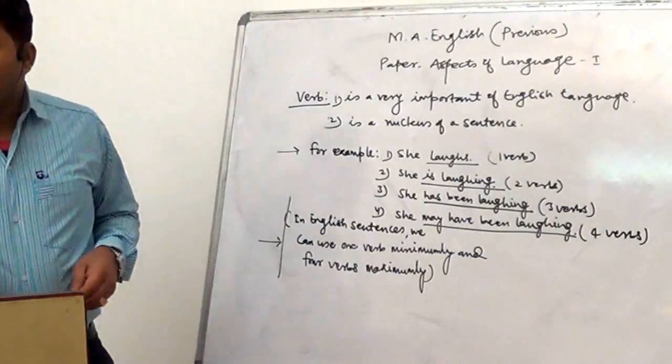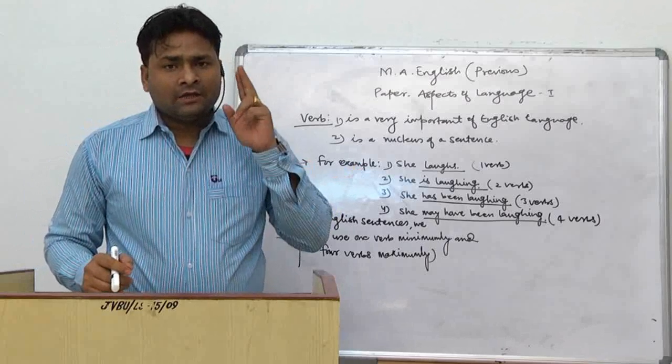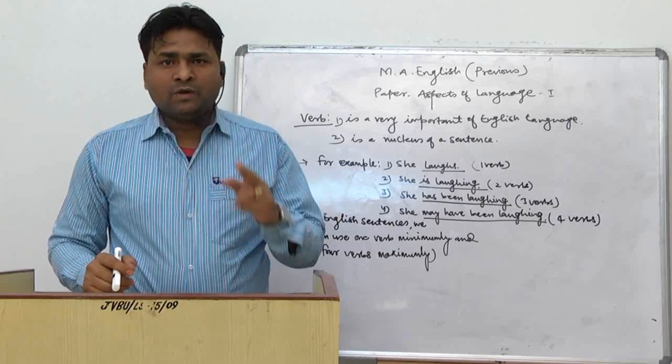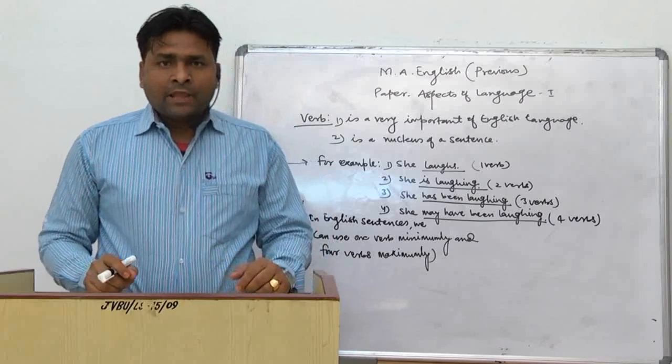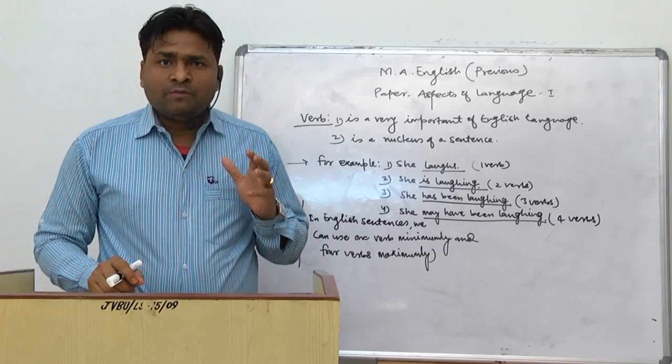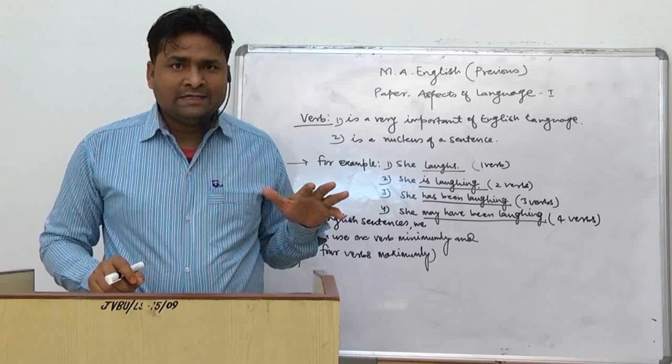So this is a very important aspect, what we have just discussed, that in English sentences you can use 1 verb minimum and 2 verbs maximally. I think this topic and the beginning of the verb should be very clear to your minds now.